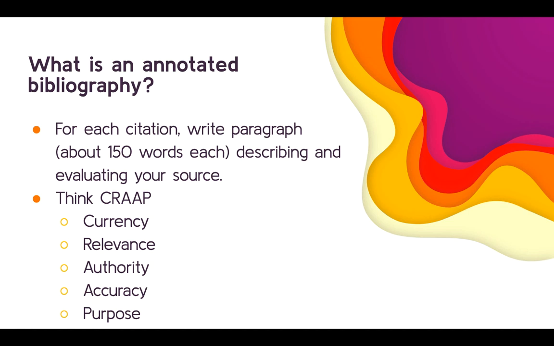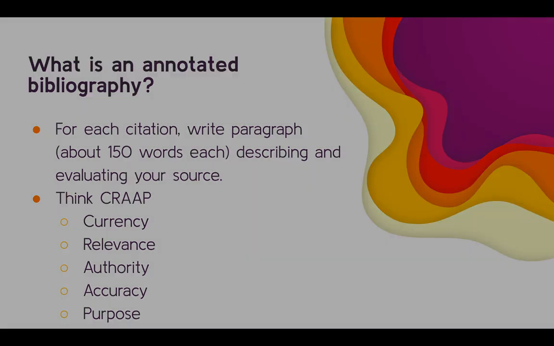For each citation, you'll write about 150 words. So we're talking like a small paragraph here. You're going to tell me what you read in the article. So summarize the key ideas in 1 to 2 sentences, and then you're going to evaluate it. How do you know that it's a good source? One way to evaluate it is to do the CRAP test, which I'm going to go over here. But there are lots of other ways that you can tell me how you know that it's a good source.